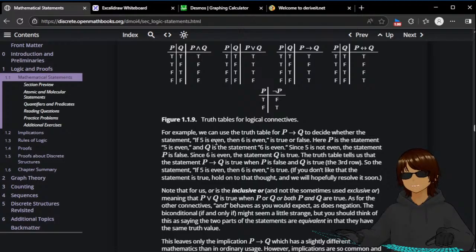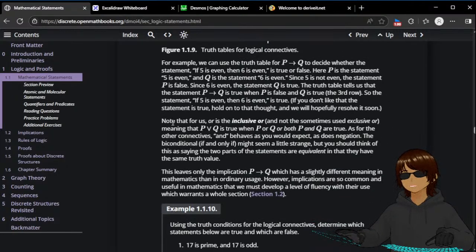Since 5 is not even, then the statement P is false. Since 6 is even, then the statement Q is true. The truth table tells us that P implies Q is true when P is false and Q is true. So this statement is true. If you don't like that the statement is true, hold on to that thought. Okay, yeah, this is the problem I was having.